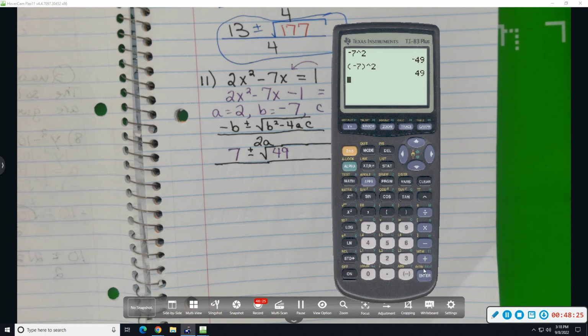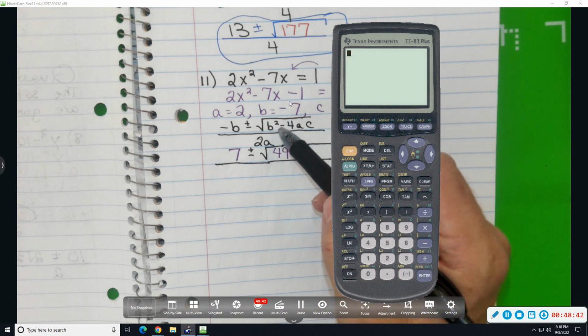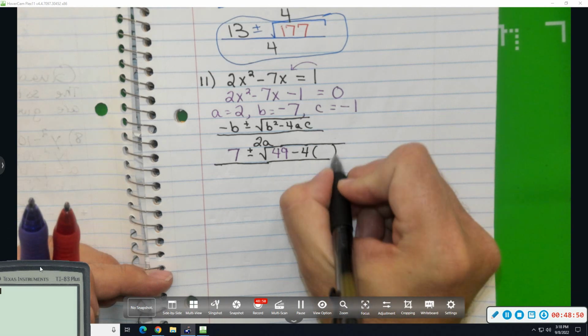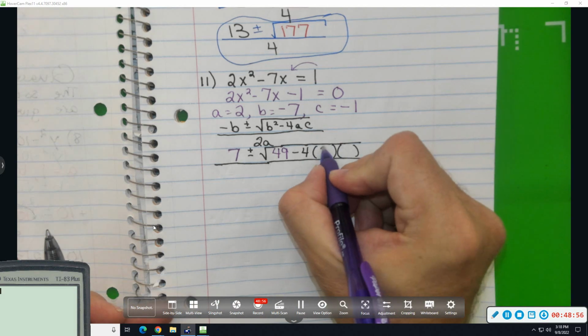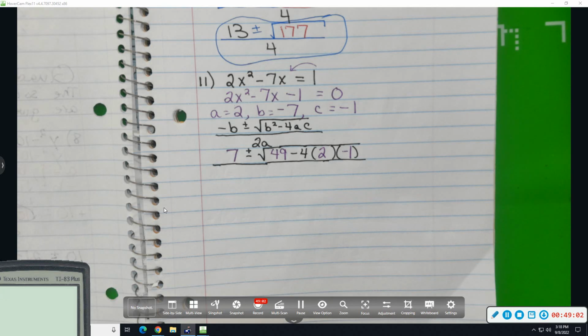Or just hit the square button. I never use that square button. But the important thing is, negative times negative is positive. Because of that common mistake, that's one reason for doing this b squared, I'm not punching it into my calculator. I know it's going to be positive. -7 times -7. Okay? Now, we still have a -4 times a times c. A is a 2. C is a -1. And what about the bottom? 2 times a, what am I going to put down here?